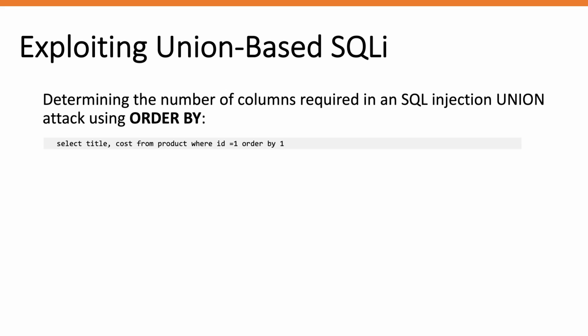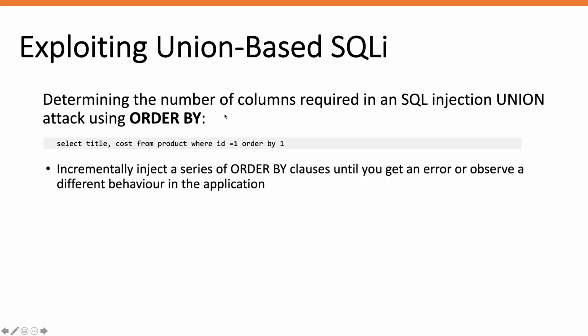If you've got SELECT title, cost FROM product WHERE ID = 1, and then you say ORDER BY 1, what that means is that you're ordering by the first column, which is the title column over here. Now, the way to figure out the number of columns is to incrementally inject a series of ORDER BY clauses until you get an error or observe a different behavior in the application.